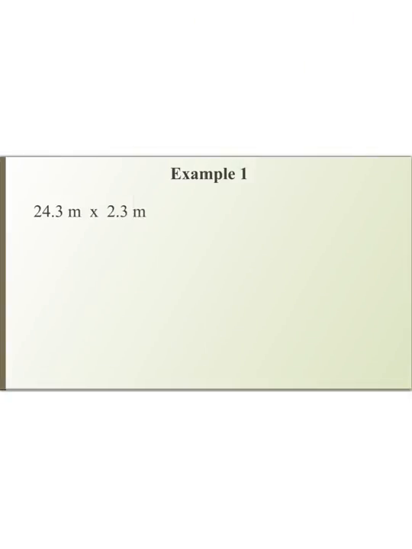If you look at the first example, 24.3 meters times 2.3 meters. Before you work out the calculation, you want to count how many significant figures you have. In this first one, I have 3 significant figures, and in the second measurement, I have 2 significant figures. So when you do this calculation, 24.3 times 2.3, you get 55.89 meters squared.